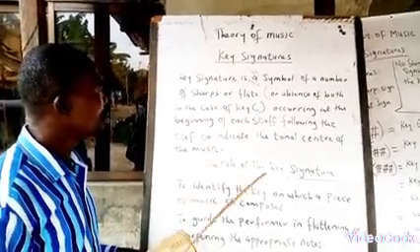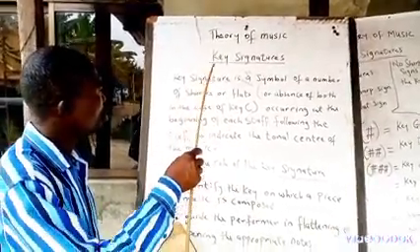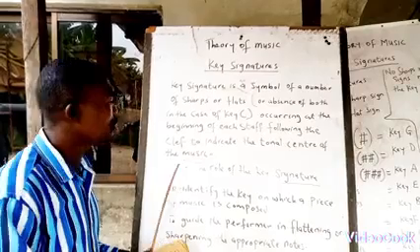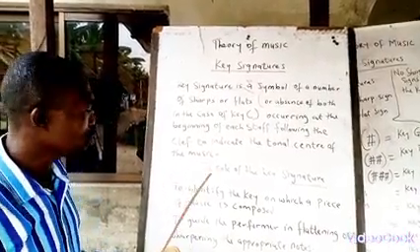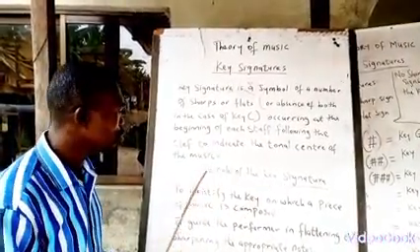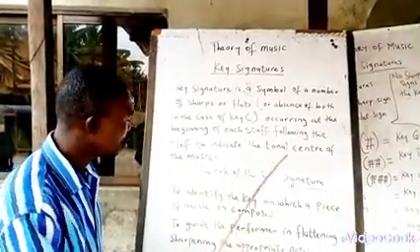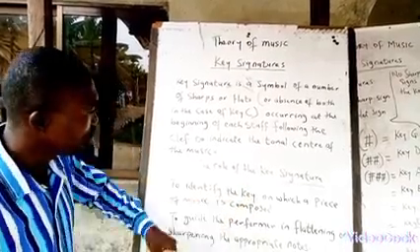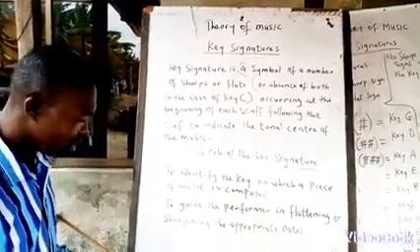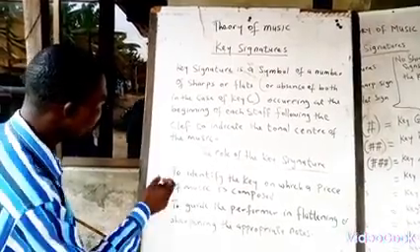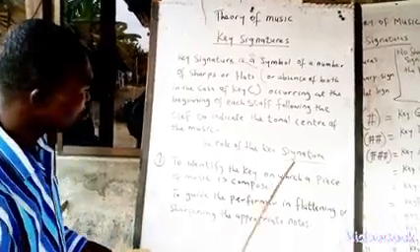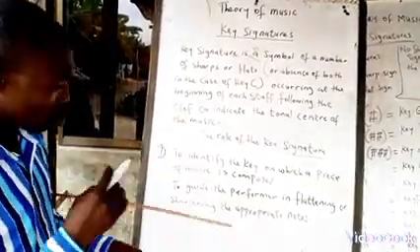The major function of the key signature is to indicate the tonal center of the music. Now, let us quickly look at the role of the key signature. One, to identify the key on which a piece of music is composed.